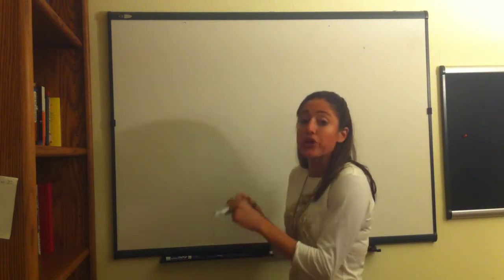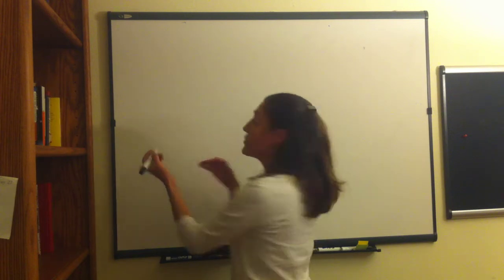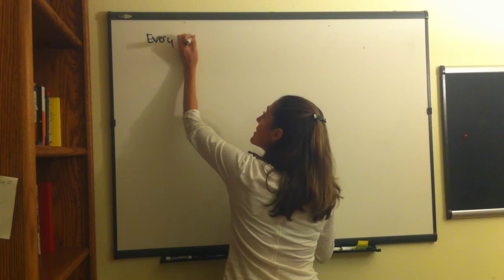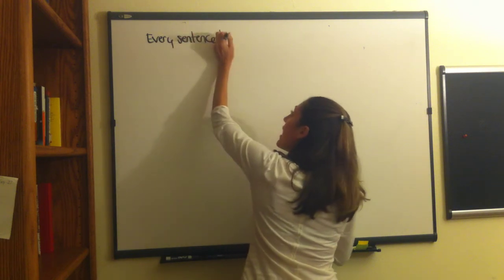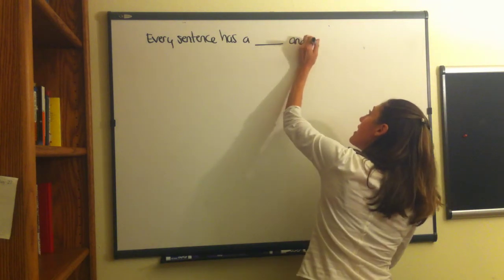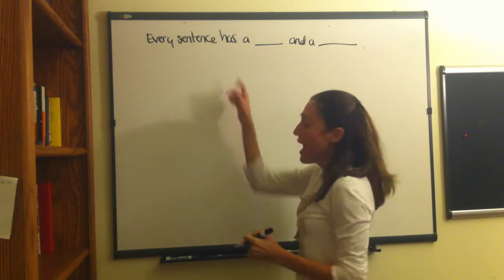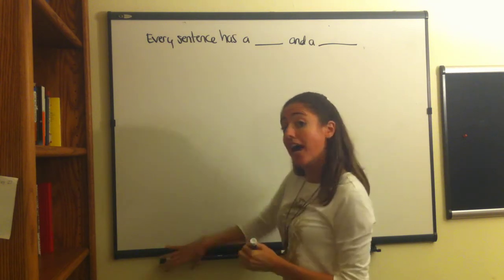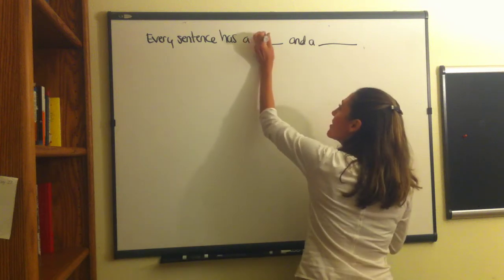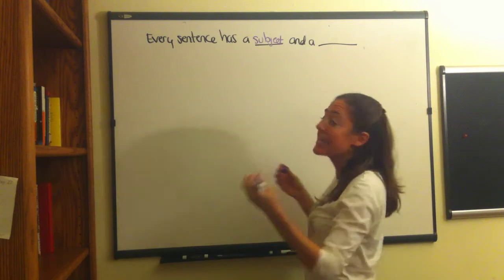So today, we're going to review some simple concepts. Write with me in your notes, starting wherever you left off. Every sentence has a blank and a blank. What do you think that is? You learned it in first grade. Every sentence has a what? Subject, right? And a predicate.